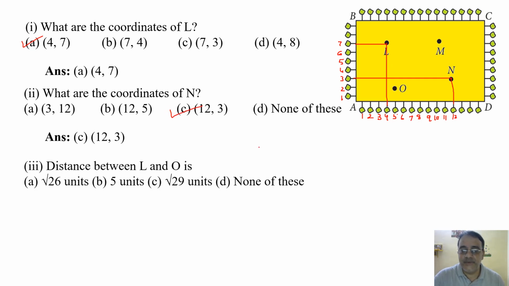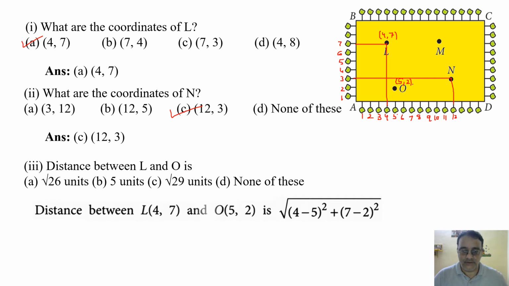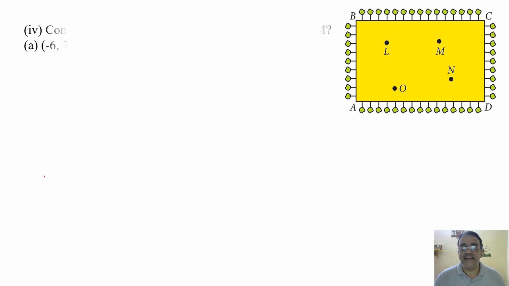Now distance between L and O. So this is 4, 7. And the coordinate of O is 5, 25. Right, and the distance is 5 minus 4 whole square, या 4 minus 5 whole square plus 7 minus 2 whole square का under root. So this will be 1 and this will be 25, so root 26, and the correct option is A, the first bit. Right. So now we are moving toward the next question.